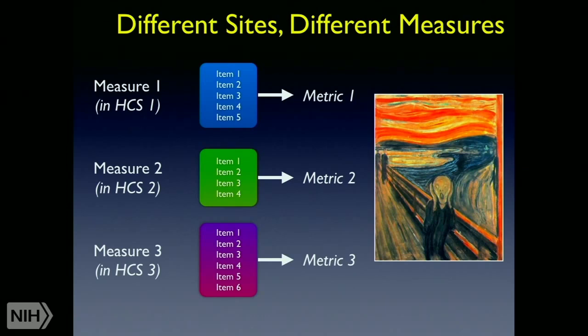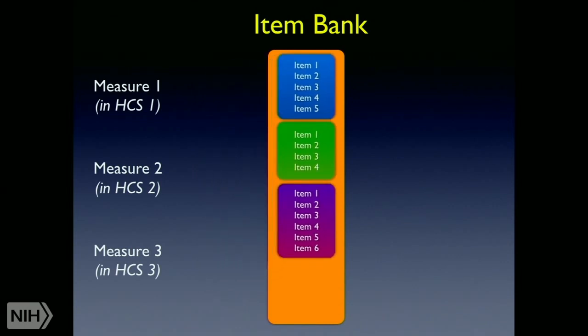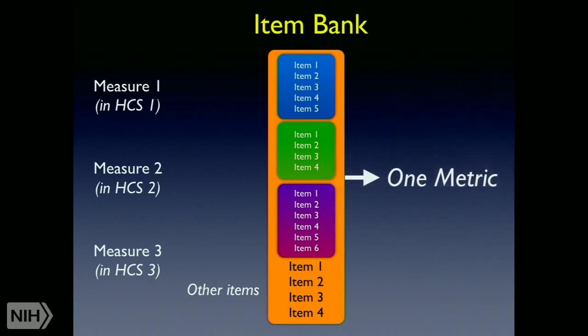If, however, all of those items from the different measures could be placed within an item bank, which means we do the kinds of item response theory analyses that test whether these can all sit in the same bank, and maybe we've got some other items in there, now we're in a great position because we can get one metric out of that. So now, even though different healthcare systems might be using different sets of items, if they're all in the same item bank, we've got a crosswalk going, and we can get the same metric out of all of them, right?